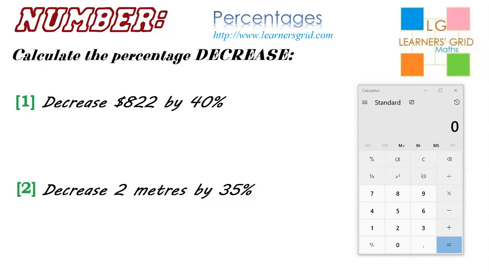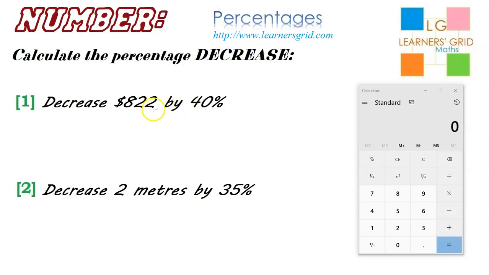In this tutorial video, I'm going to be demonstrating how to calculate percentage decreases using a very simple calculator method. So let's take a look at number one. It asks us to decrease $822 by 40%. So we need to be able to understand what that means and how we can translate that into something that we can do on our calculator. So let's have a look.